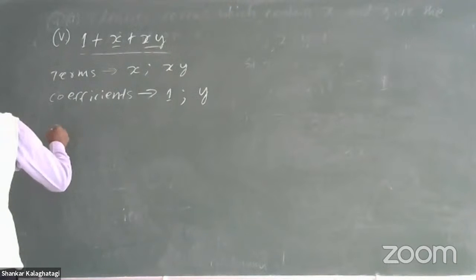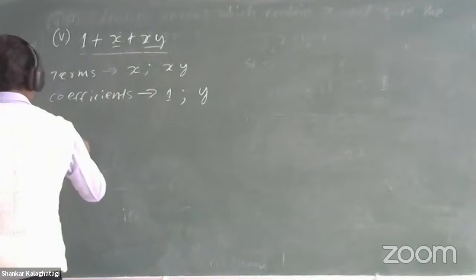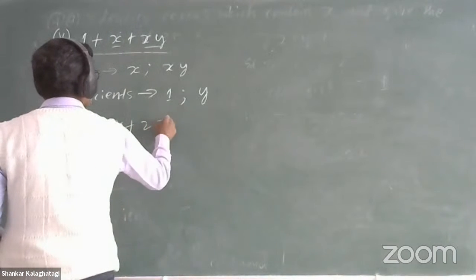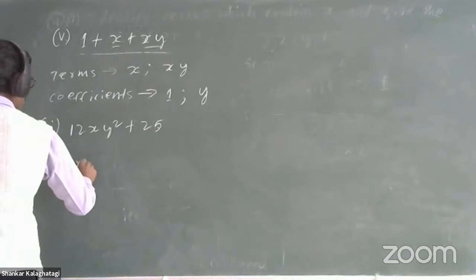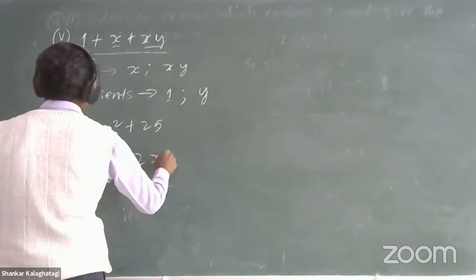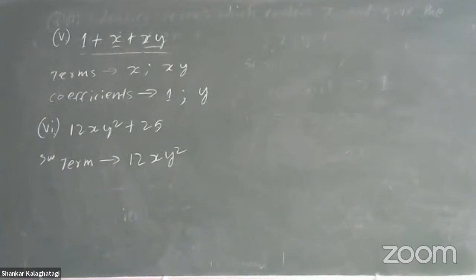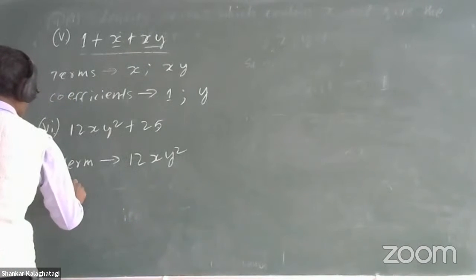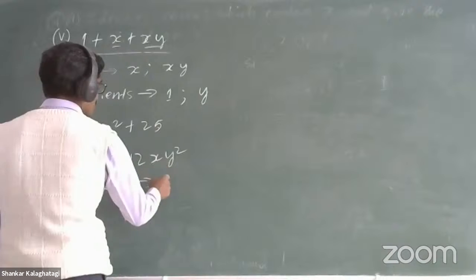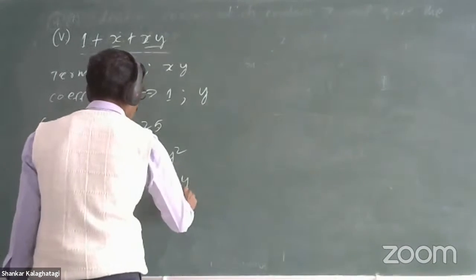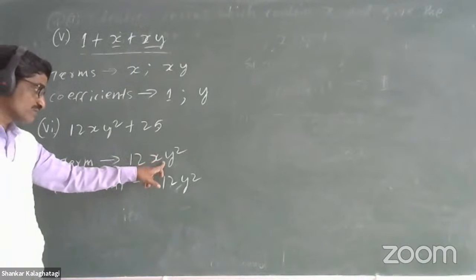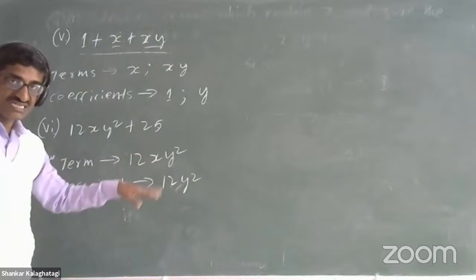Next. Sixth one. 12x y square plus 25. The term here is 12x y square. And the coefficient of x is 12 y square. Okay, this is actually 12 into x into y square. We can write 12 y square, deleting the x.